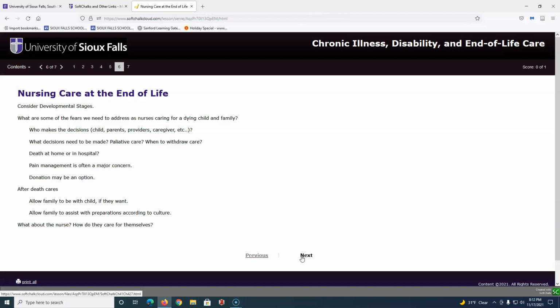So, end-of-life care. This is a lot of things to consider. There's no real right or wrong with this one. Consider those developmental stages, and how we are going to work with those kids. Oftentimes the kids know more than what we ever give them credit for. They tend to know that the end of life is coming.